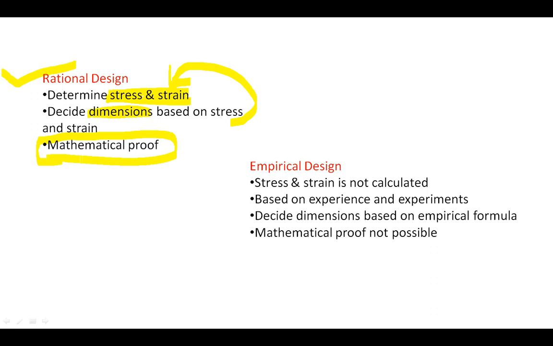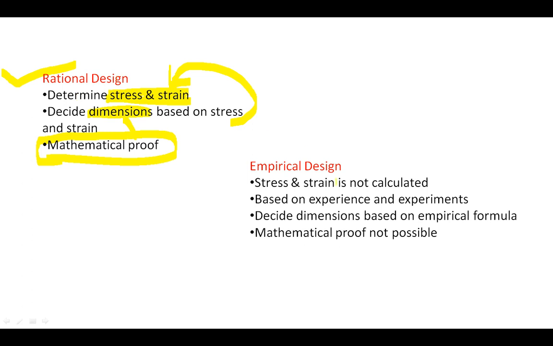You can prove this by using some principles regarding the stress and the strain. There are many principles, so you will prove this. Why you have decided that dimension, what thickness you have taken, why you have taken that thickness, why you have taken that diameter. You can prove this. So if proof is available, then that is called rational design.